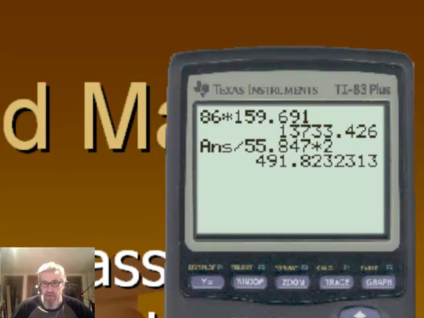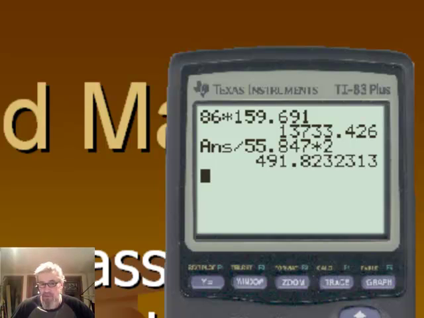491.823 grams. To 3 sig figs, that'd be 492 grams. But that's actually not the right answer. Here's why. The calculator does this operation so that it divides the 137,733 by 55.847, and then after dividing, it multiplies that quotient by 2.